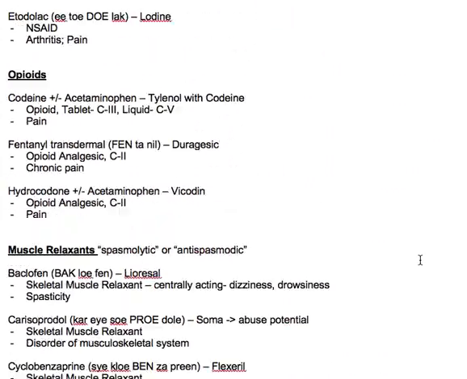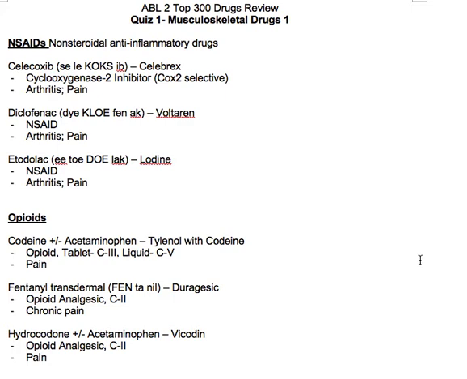All right, so these are the drugs that we just went over. So hopefully this helps you as you study for the drugs for next week's quiz. And feel free to reach out if you have any questions.